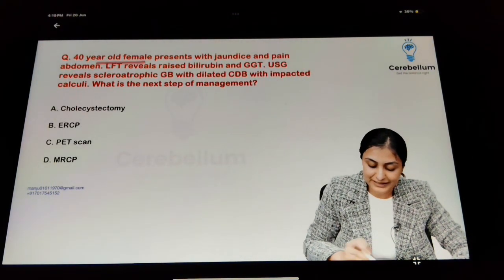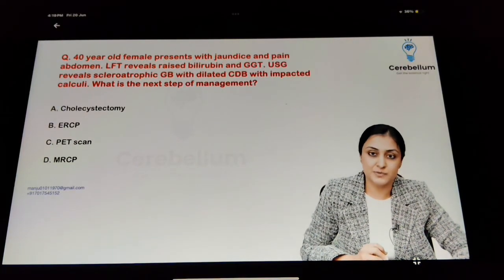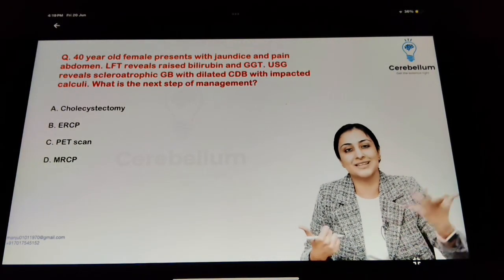Next, 40-year-old female comes with jaundice, pain abdomen, LFT reveals raised bilirubin and GGT. We can see that many variations of a similar topic that has been repeated a lot of times.